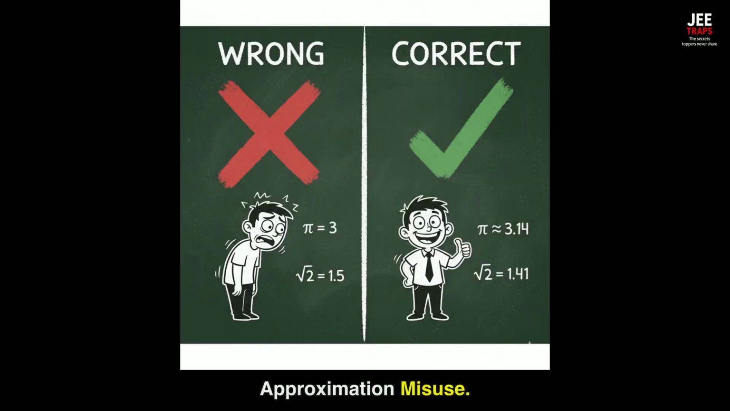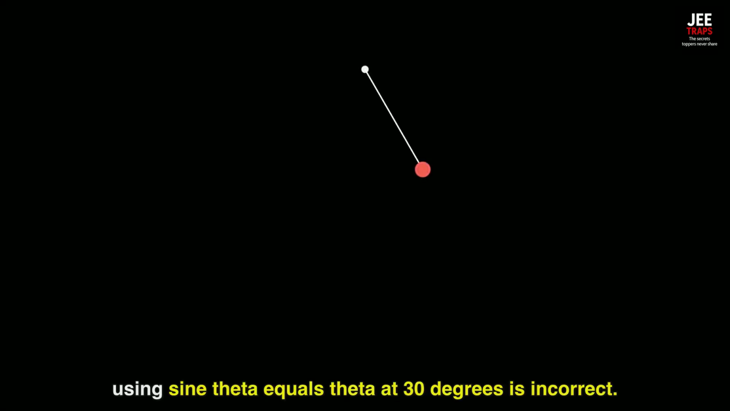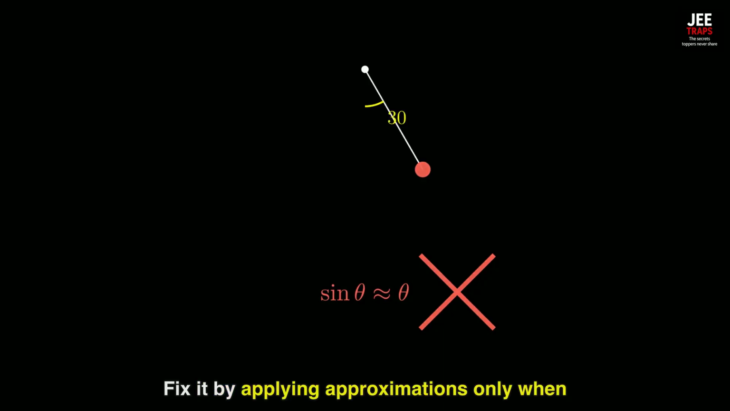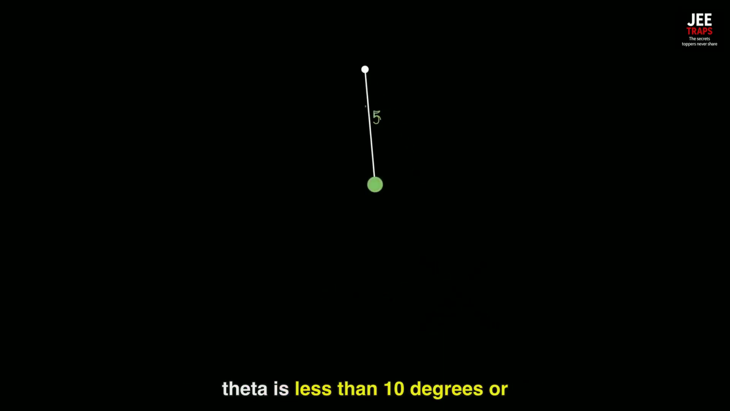Mistake 3. Approximation misuse. If you keep using small angle or shortcut formulas outside their limits, your solutions will turn out wrong. For example, using sin theta equals theta at 30 degrees is incorrect. Fix it by applying approximations only when theta is less than 10 degrees or about 0.17 radians.